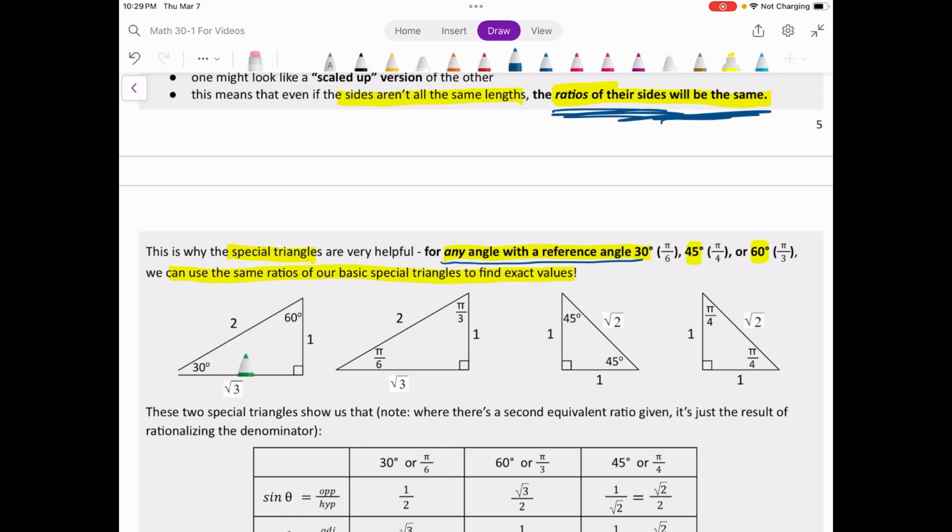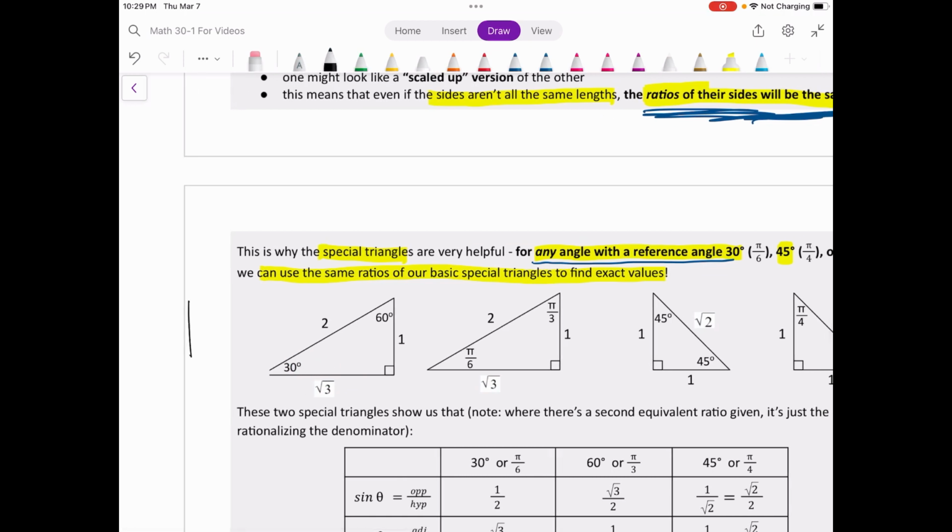It's just a bigger or smaller version, but it has the same shape. So if you want to find, for example, sine of 210, 210 has a reference angle of 30 degrees because it is 30 degrees past 180. So right away, what can you do?